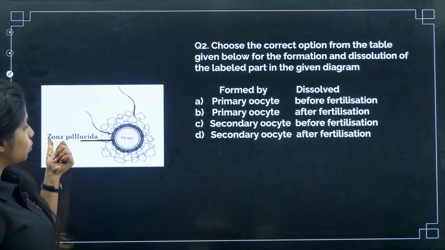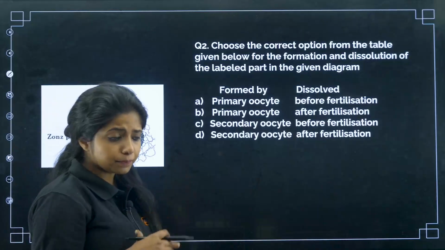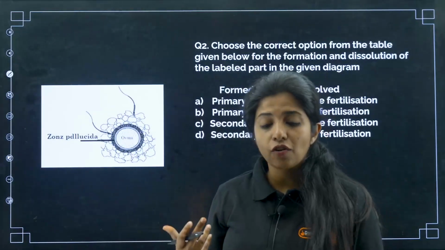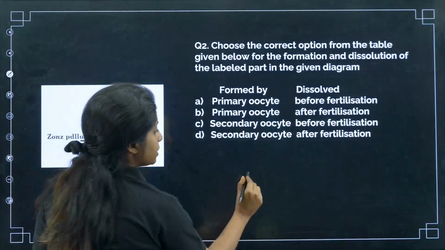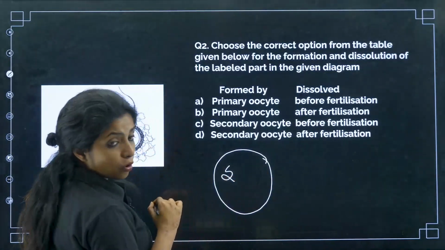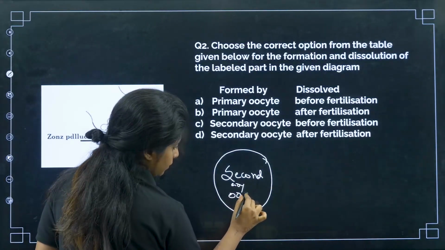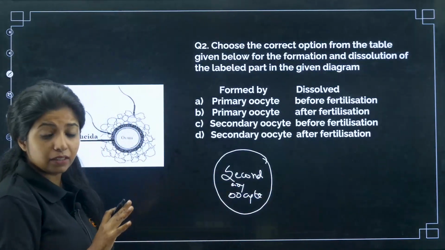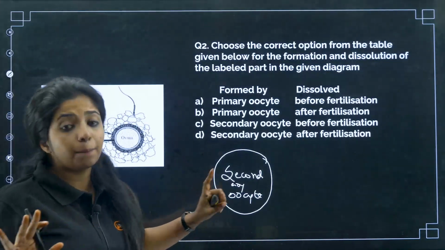So the labeled part is what? Zona pellucida. So what happens, my dear children? When the egg cell is formed in human females, they are stuck in a phase. They have not yet become the ovum. They are known as secondary oocyte because they have not completed the meiotic division. They are stuck somewhere. They have not completed the division.